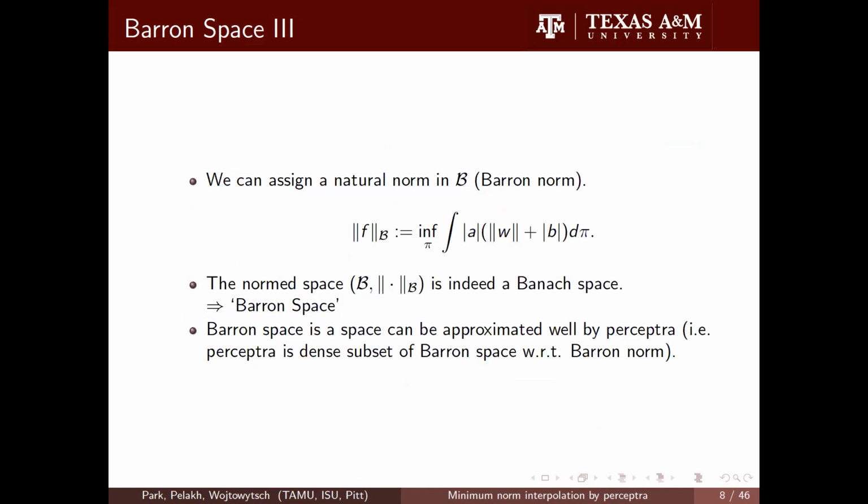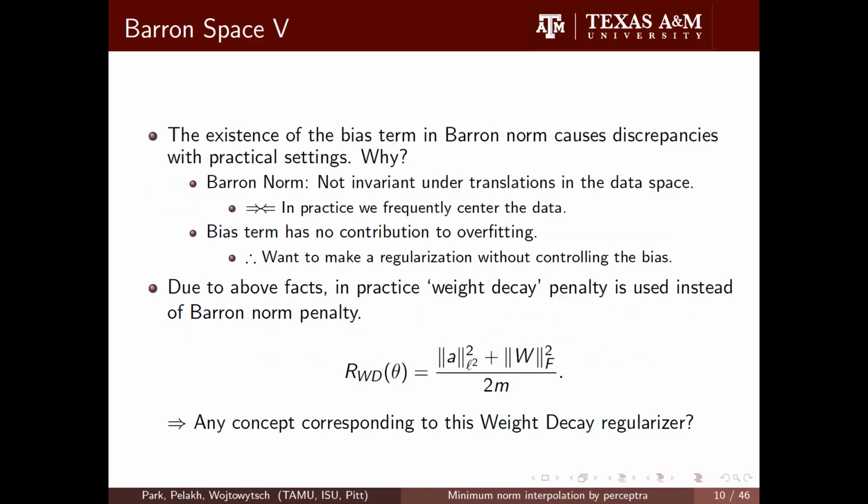So what we want is similar here. Ridge or Lasso is basically penalizing some norm of the parameters. And you can think of this as a norm of parameters too, right? So we want to do a similar thing. Can we penalize by the Barron norm? But in that case, the bias term has no contribution to overfitting, so we don't need to control the bias term. We want some regularization like Ridge or Lasso, but without controlling the bias term. But if we include the Barron norm, we automatically control the bias term as well. So these two are not desirable in practice.